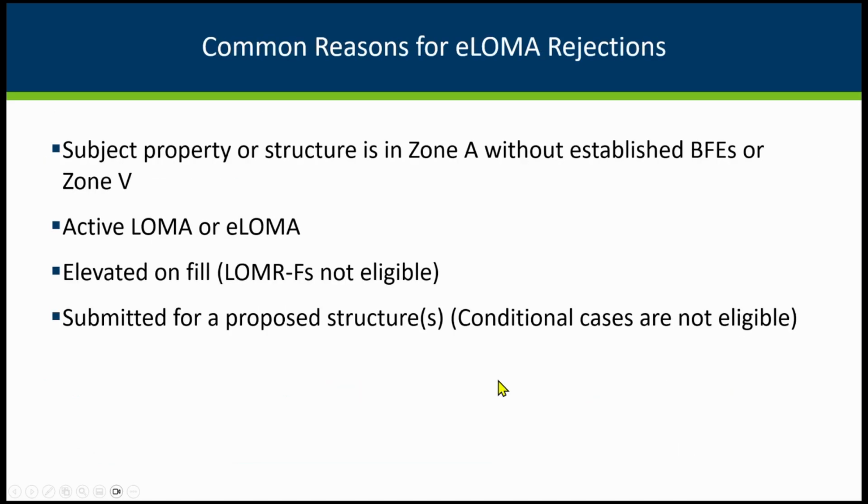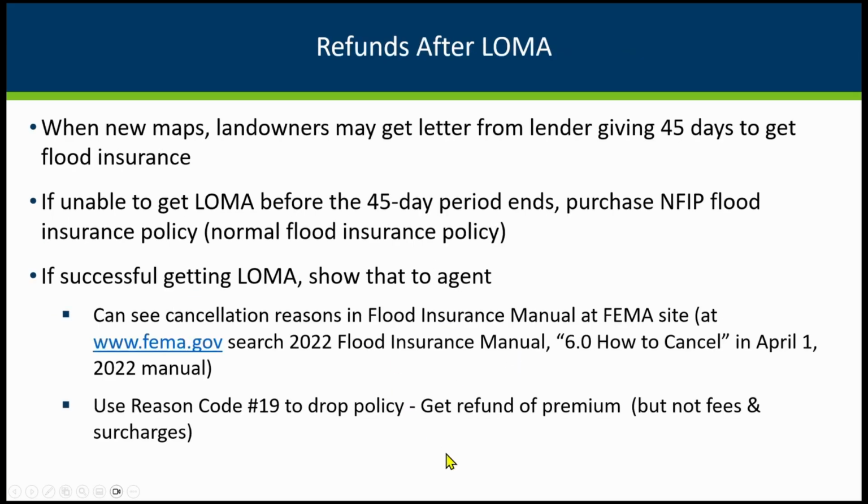Common reasons for LOMA rejections would be that there's already a case in the queue. It's in a place where they don't have BFEs, or it's a zone V, a velocity zone, the coastal areas. And if it involves fill, it's not eligible. And if it's a conditional case, it's not eligible. You can get a refund for your flood insurance if after you get the LOMA, it won't be the full amount, but you can get a good portion back.